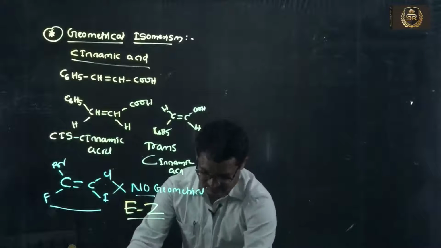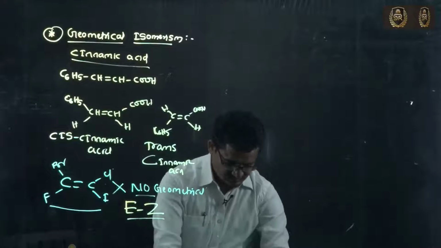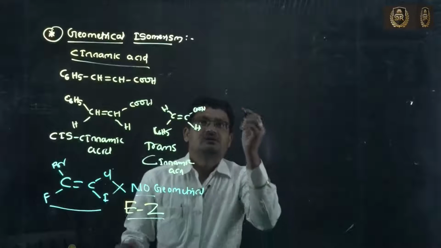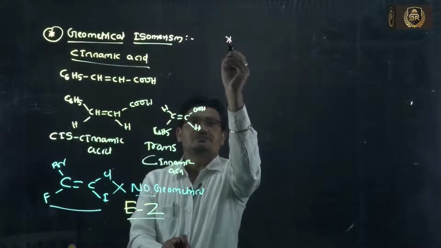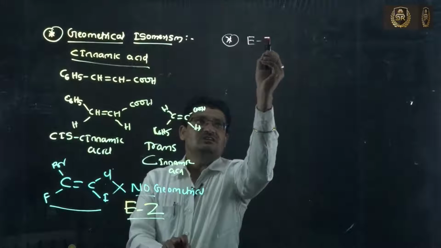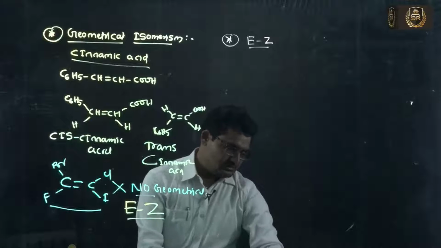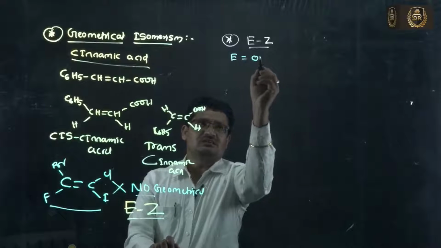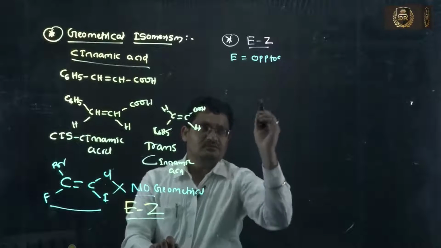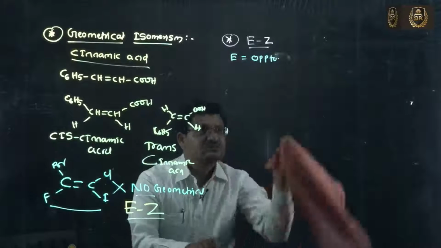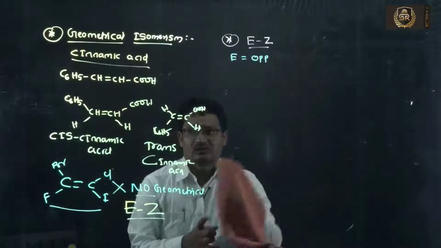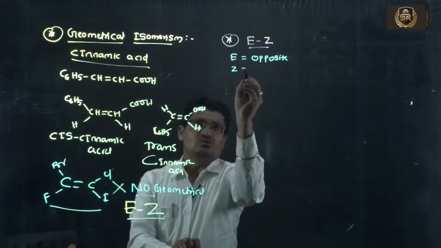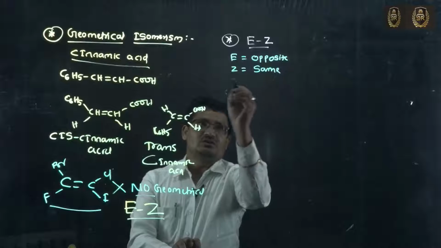Now let us discuss EZ configuration. Here E is nothing but opposite, and Z equals same side.